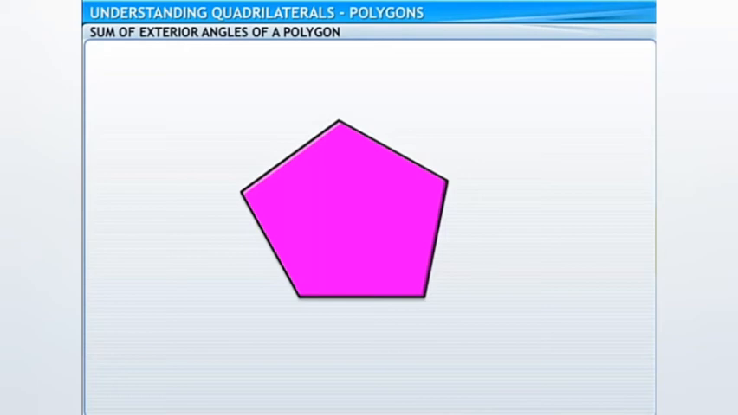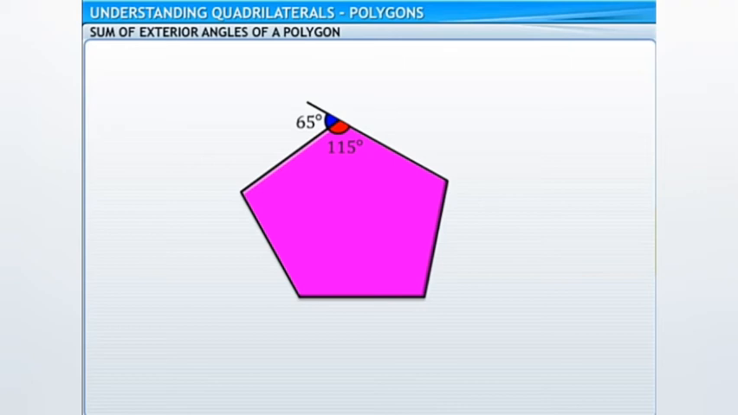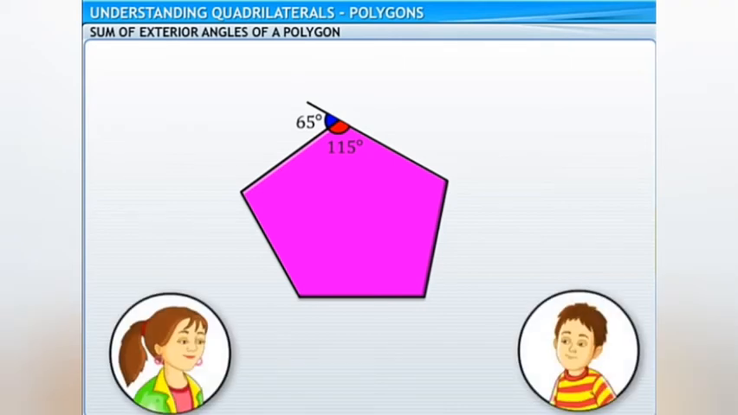Let's take a pentagon. At one vertex, we extend a side. This side makes an angle with its consecutive side. This angle is called the exterior angle. Here you can observe one property, Alice and John. Can you tell us what?